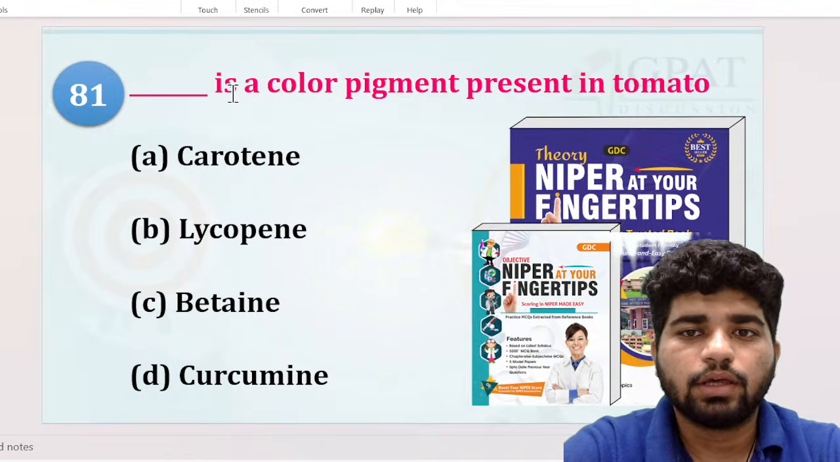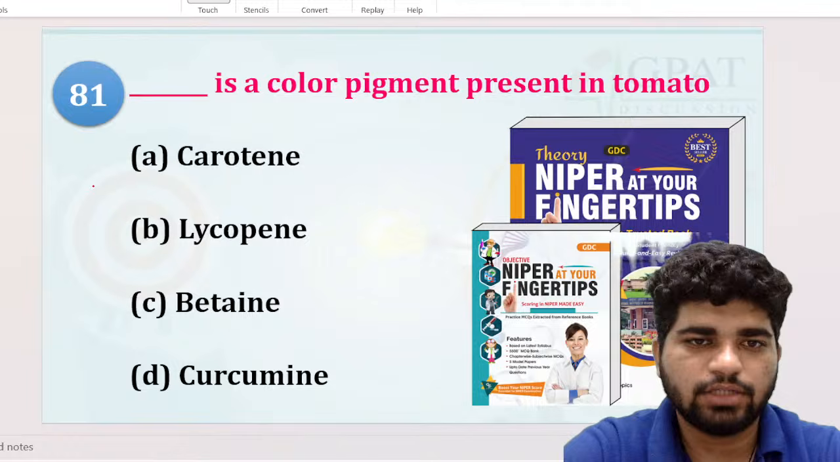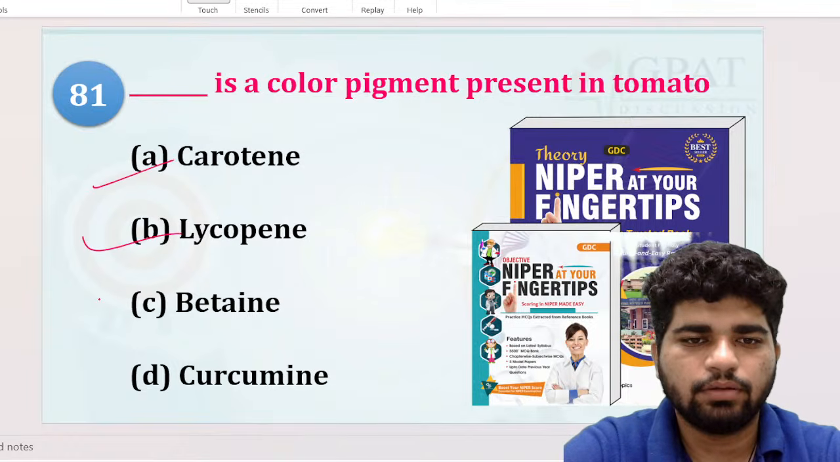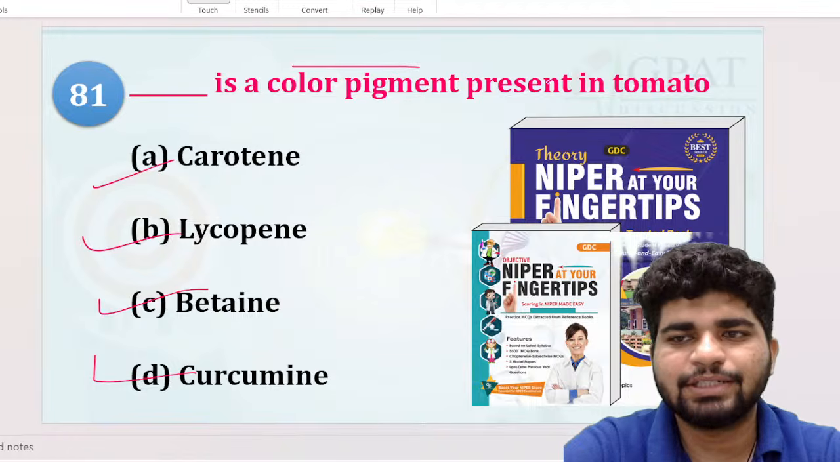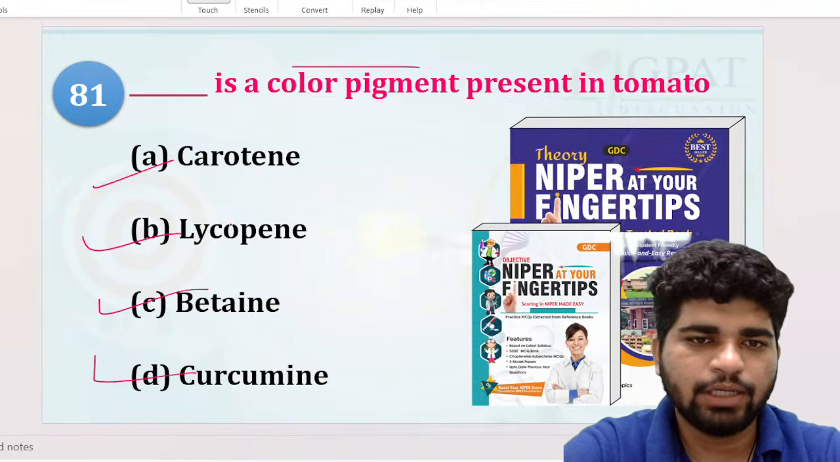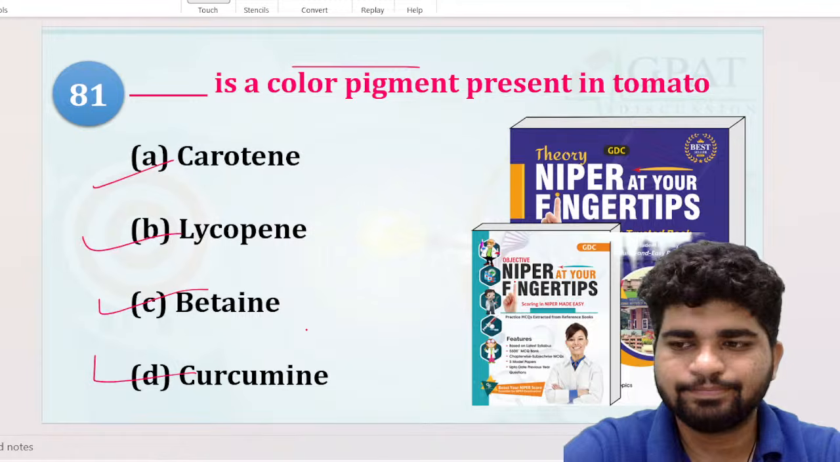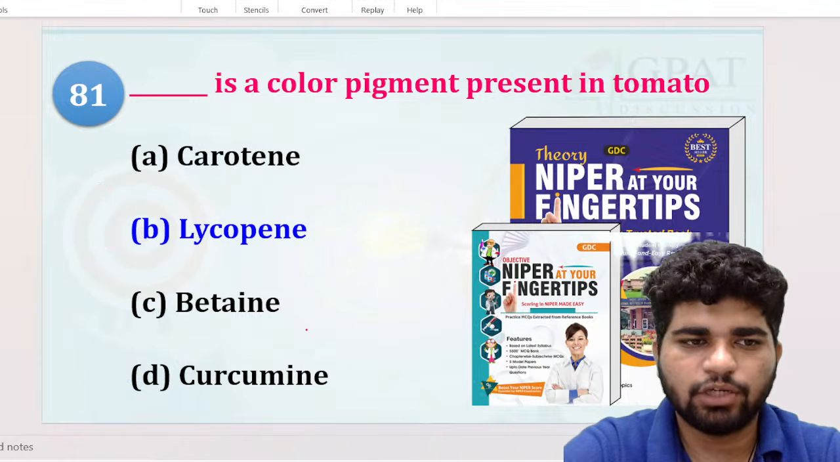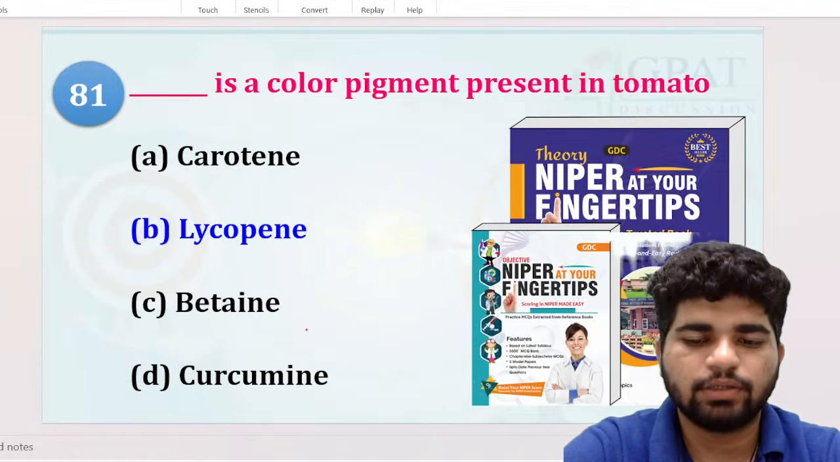Now this one. Color pigment present in tomato: carotene, lycopene, betaine, or curcumin? Simple. That's your lycopene only, which is an antioxidant as well.